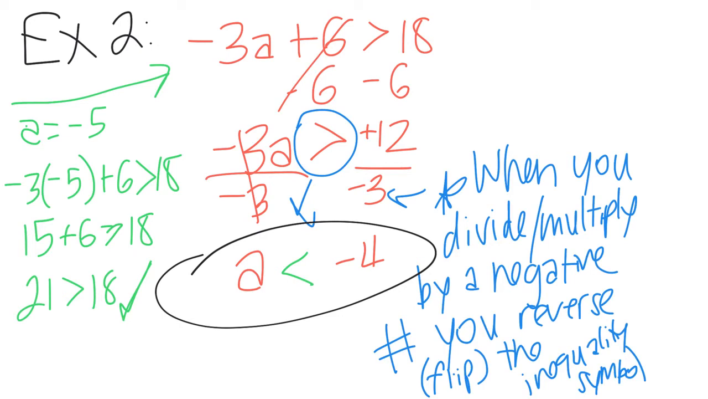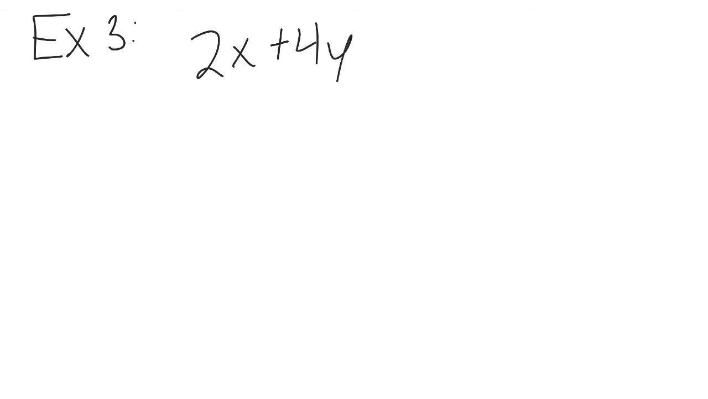All right, but let's look at what we're going to be doing. Since we are talking about graphing linear inequalities, let's look at an example that has two variables. All right, example number 3, guys. We have 2x plus 4y is less than or equal to 12.